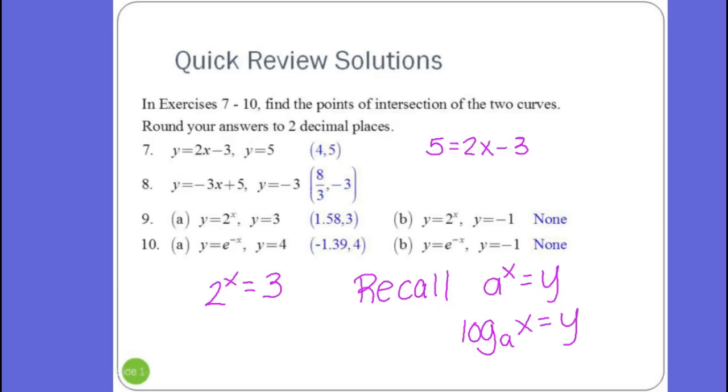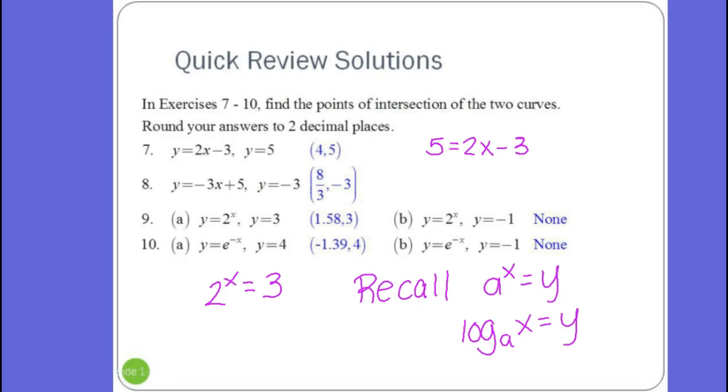Okay, 7 through 10. In 7, the two curves would intersect at the point (4, 5). In 8, the two curves intersect at (8/3, -3). So again, two ways you could have done that. Put it in your graphing calculator and find the point of intersection. Or algebraically, you could have replaced y with -3 here and solved for x.